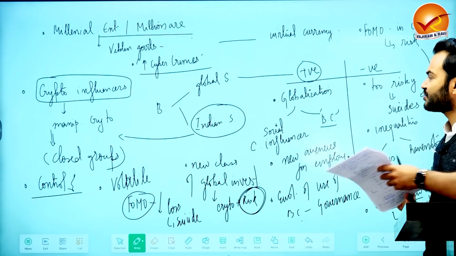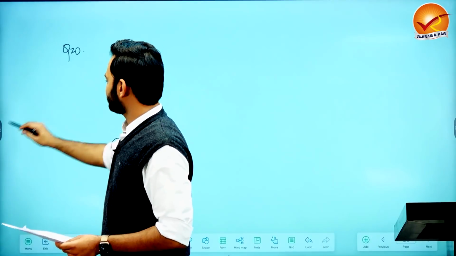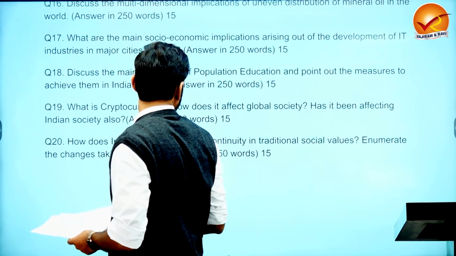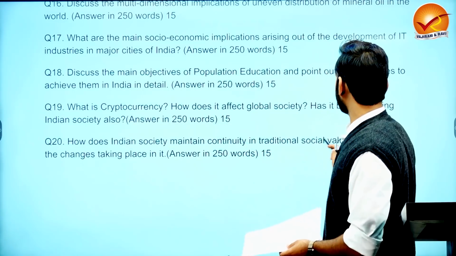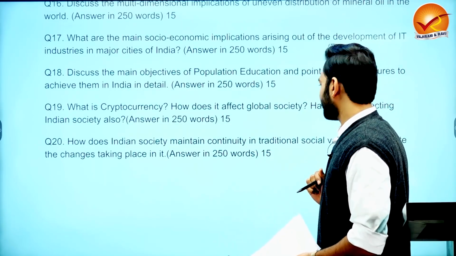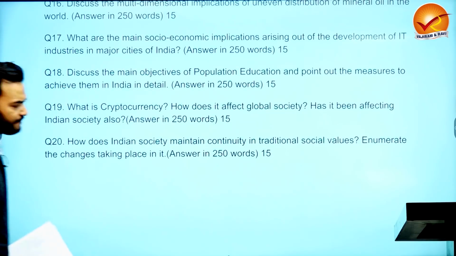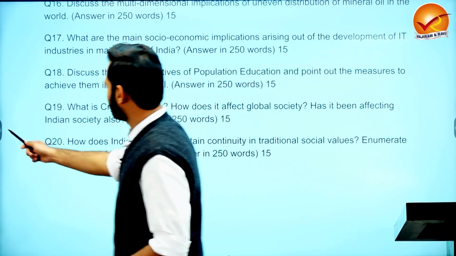And we move to the last question of Indian society, question 20. See question number 20. How does Indian society maintain continuity in traditional social values? Enumerate the changes taking place in it. Very simple. Let us see question number 20 now.